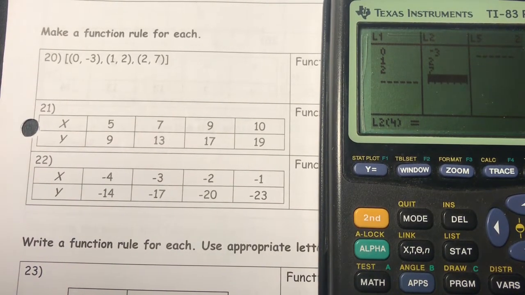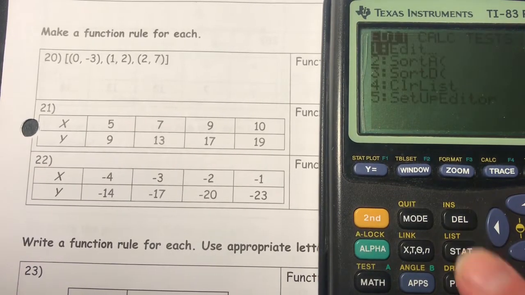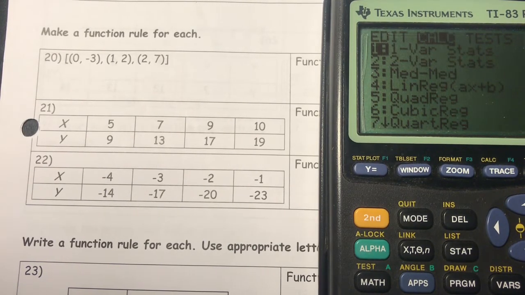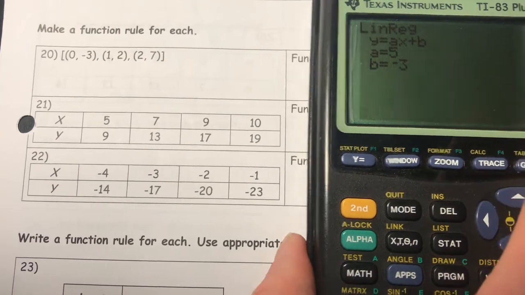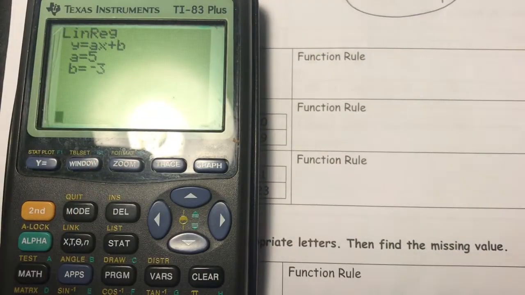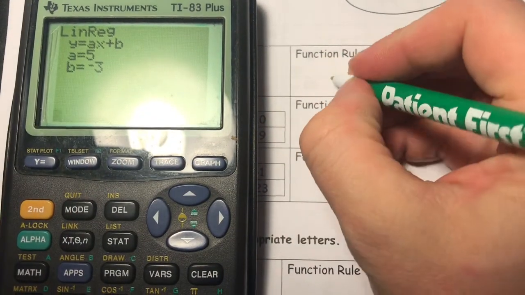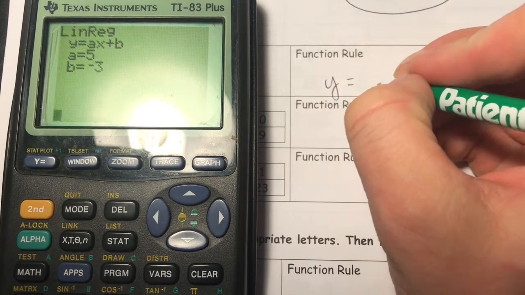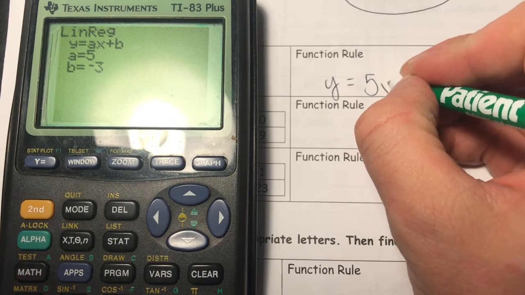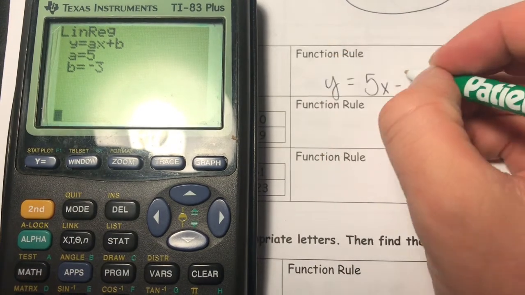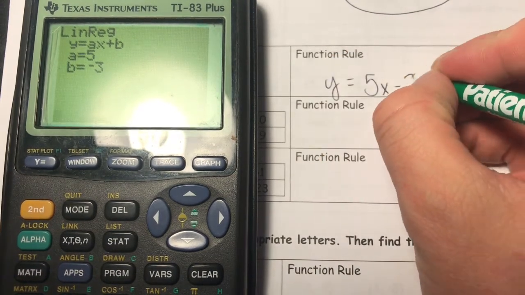Okay. Second mode. Stat. Go to calc. Linreg. Y equals ax plus b, where a is 5 and b is -3. So y equals... I'm sorry, y equals 5x minus 3.